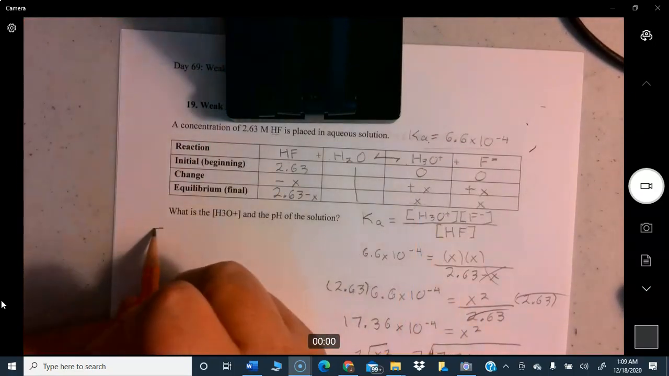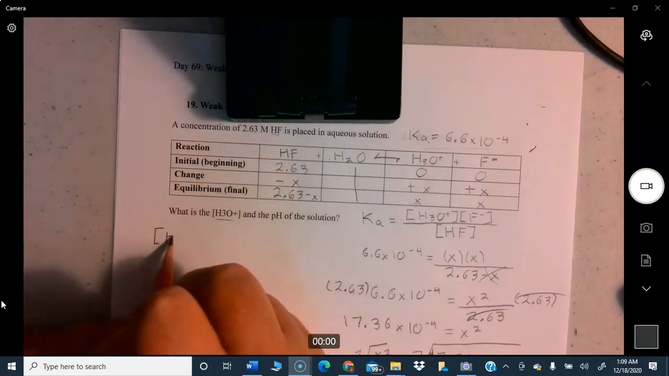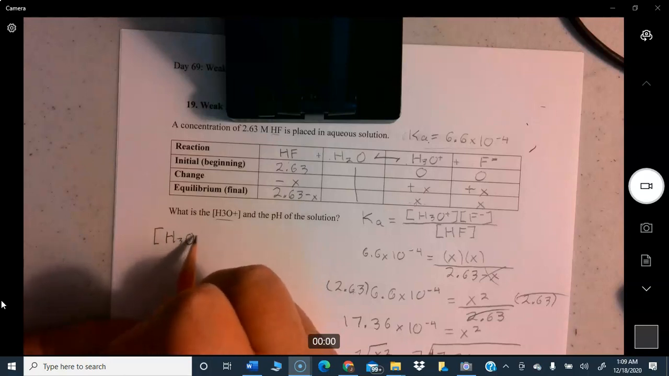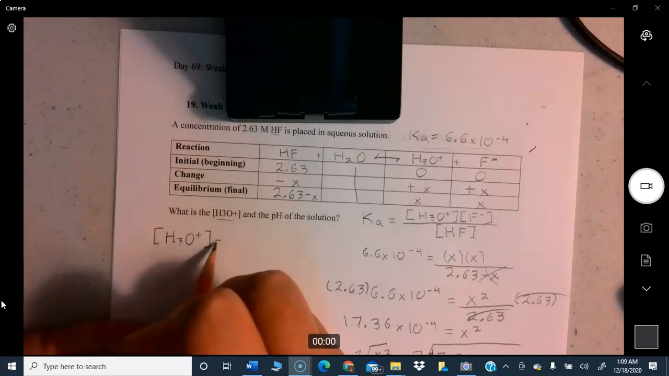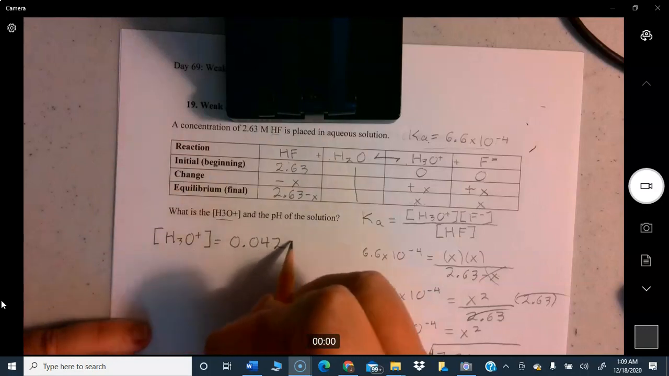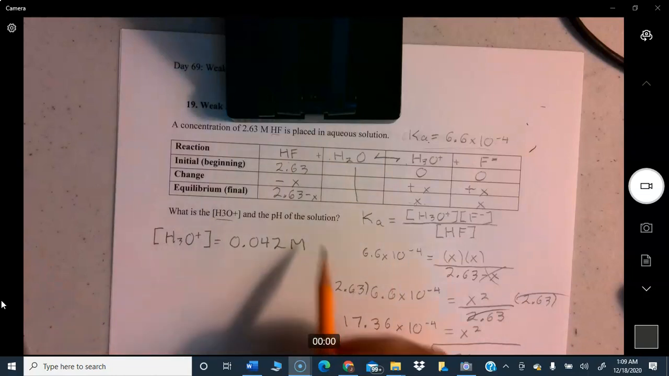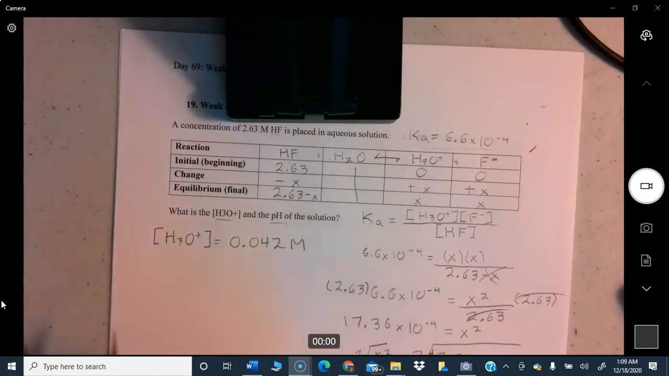Okay, so we can write that here. That's one of the questions it's asking. And that's molar. All right, so the second thing it's asking is pH.